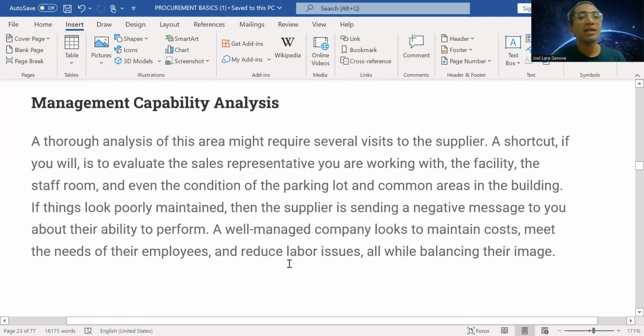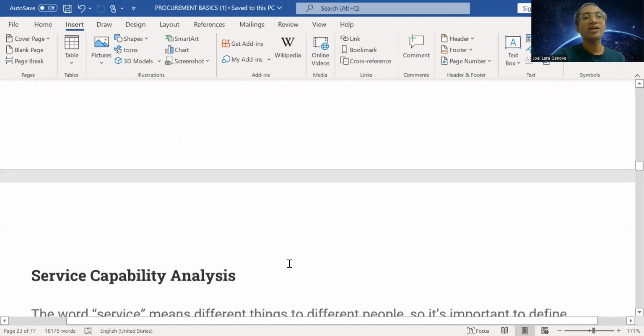Management capability analysis. A thorough analysis of this area might require several visits to the supplier. A shortcut, if you will, is to evaluate the sales representative you are working with, the facility, staff room, and even the condition of the parking lot and common areas in the building. If they look poorly maintained, then the supplier is sending a negative message to you about their ability to perform. A well-managed company looks to maintain costs, meet the needs of their employees, and reduce labor issues, all while balancing their image.